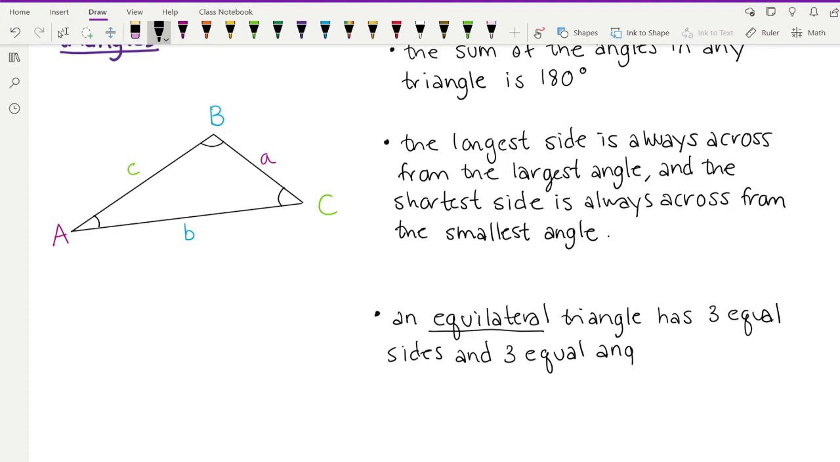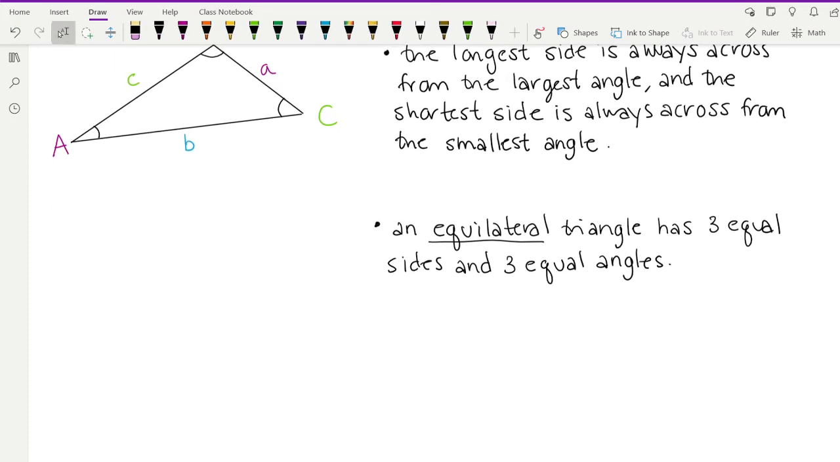And so each of those angles, maybe pause and think for a moment, what does each of those angles have to be if they're equal? Well, they each have to be 60 degrees, right? Because we know that they add up to 180. So an equilateral triangle, I'll roughly sketch one here. This won't be perfect. Looks something like that.